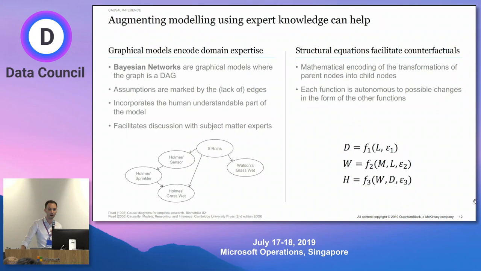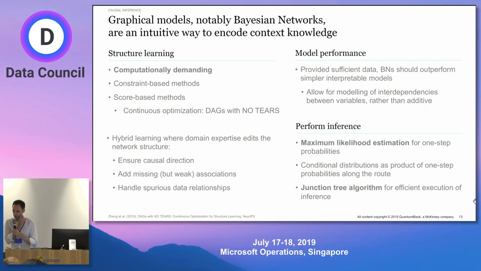But they were sidelined for a long time, primarily because they're very computationally demanding. The learning of a structure has been seen as a very, very difficult problem. There are a few different methods of doing it. You can do it with constraint-based methods, or score-based methods. You could even forget about using data to learn the structure and just ask a domain expert to come up with a structure for you and then fit the probabilities.